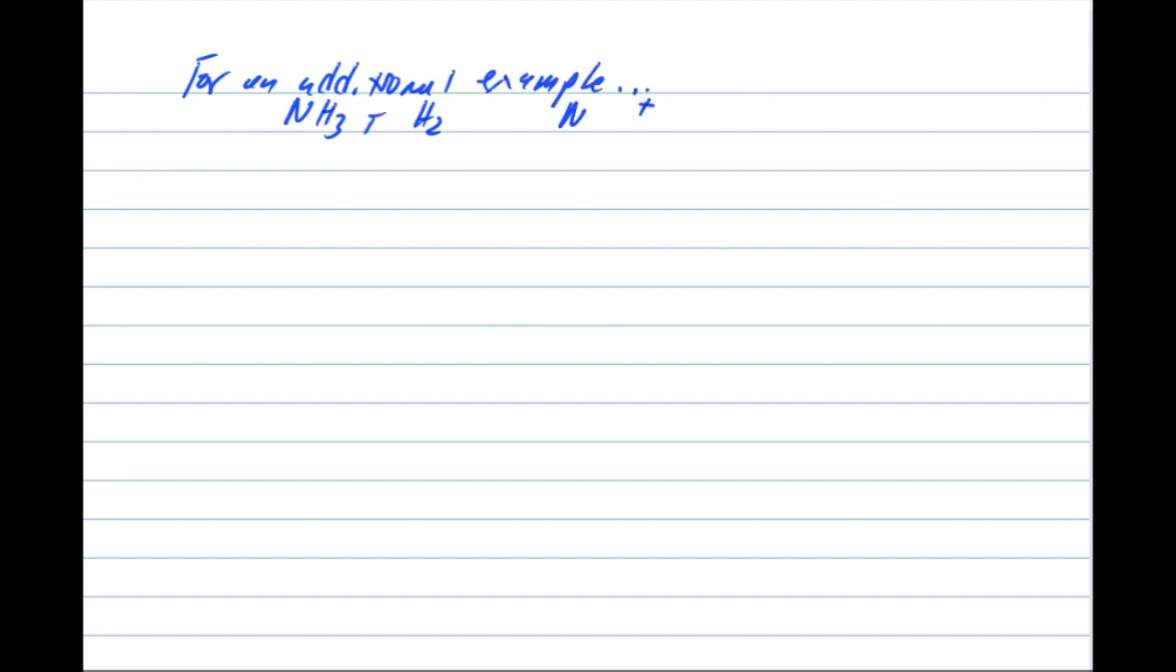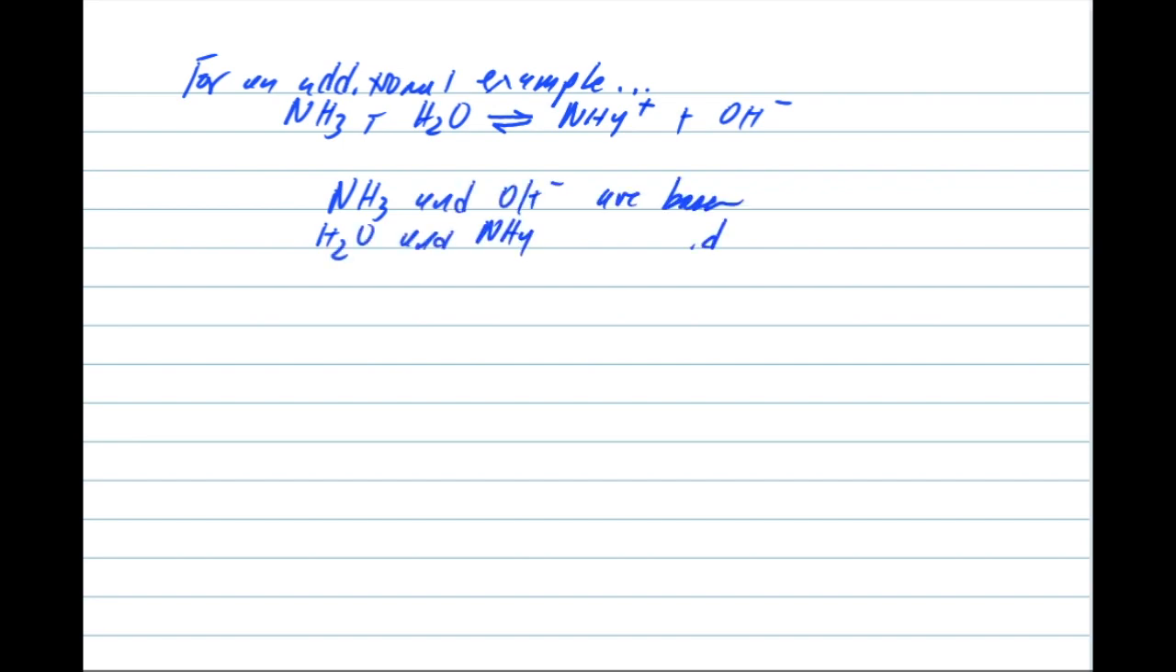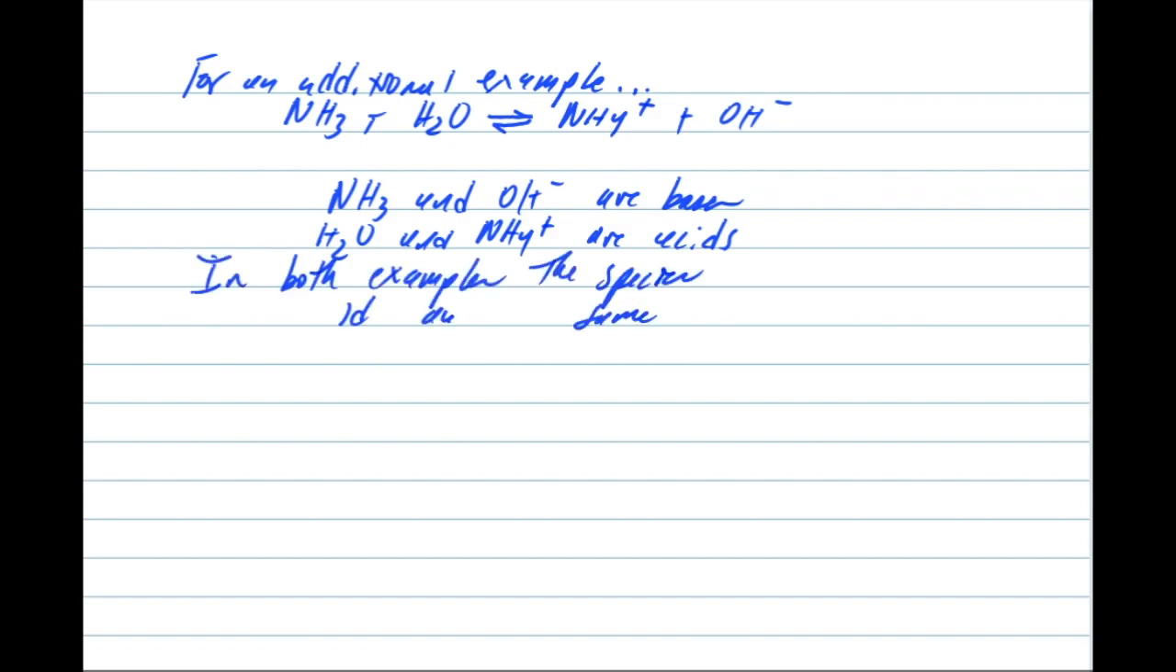All right, and we have an additional example for Bronsted-Lowry acids and bases. So we have NH3, ammonia, plus water, and that's a reversible reaction, so the arrows are going forwards and backwards. And the products are NH4 plus, so an ammonium ion, plus hydroxide ion, OH minus. In this case, NH3 and OH minus are bases, and then we have H2O and NH4 plus are acids.